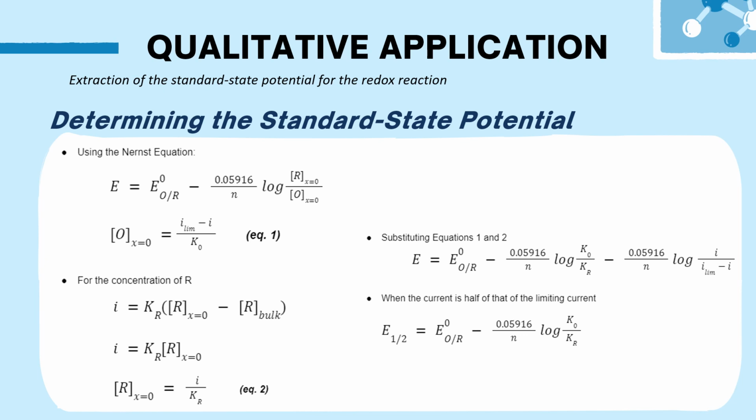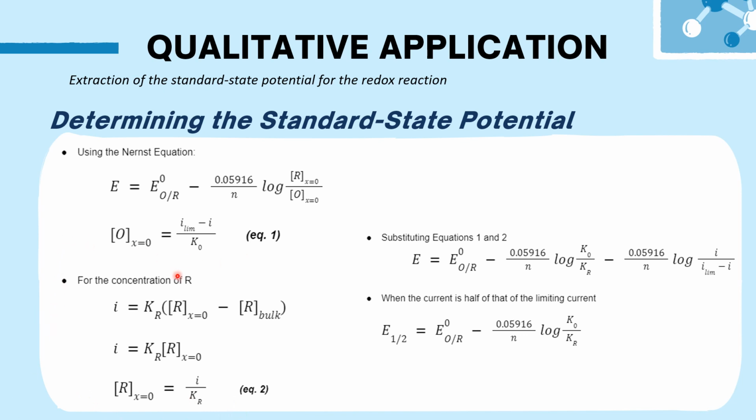Similarly, we will derive a similar equation for concentration of R at the electrode surface. It is important to note that the concentration of R in bulk solution is 0. We can therefore simplify our equation into equation number 2, which is concentration of R equals current over K sub R.